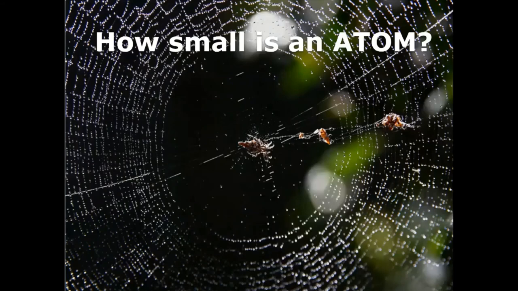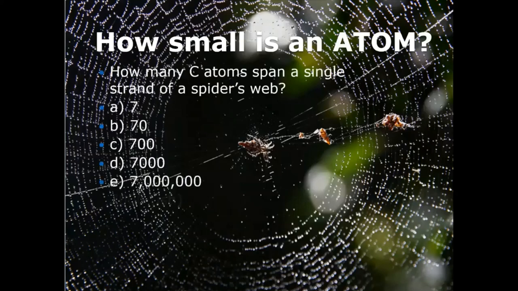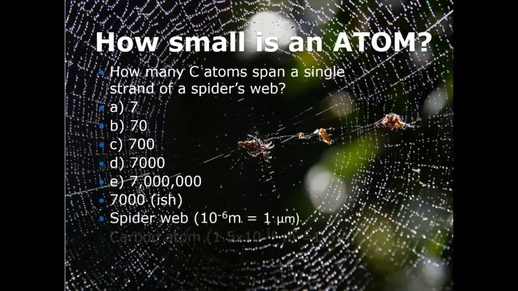Well, let's talk about this. How small is an atom? How many carbon atoms span a single strand of a spider's web? I'm pretty sure it's 7,000. Yeah, 7,000 span. That's the size, micrometer. We're going to talk about metric. A carbon atom is an angstrom. It's the A. And so that's where the math comes from.